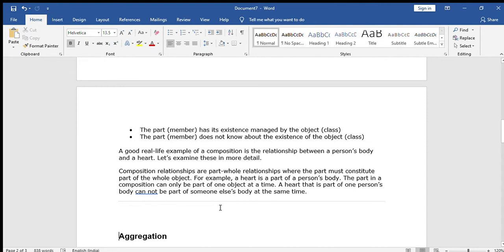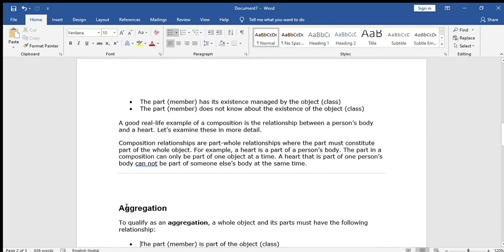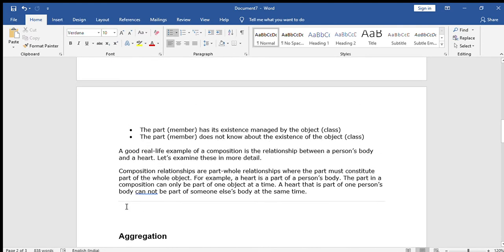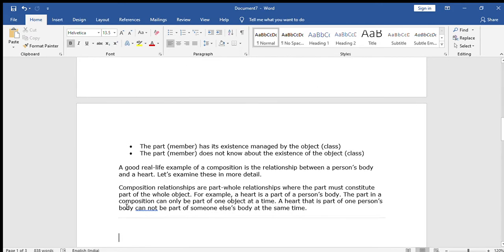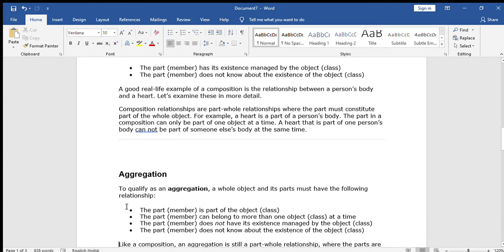That type of thing is called composition. Then we'll go with the next one, aggregation. We have already seen the four points. First, the member is a part of a class. Second, the member can only belong to that class. Third, the member has its existence managed by the object. Fourth, the member does not know the existence of the class. There are just small changes in aggregation. The first one: the member is a part of a class. That's clear.